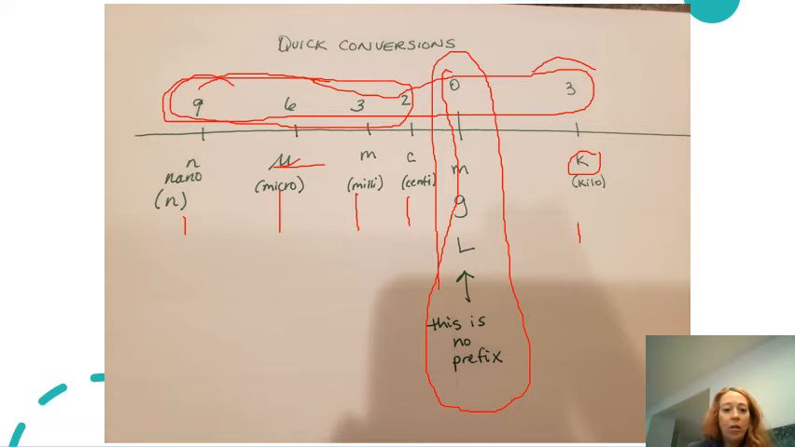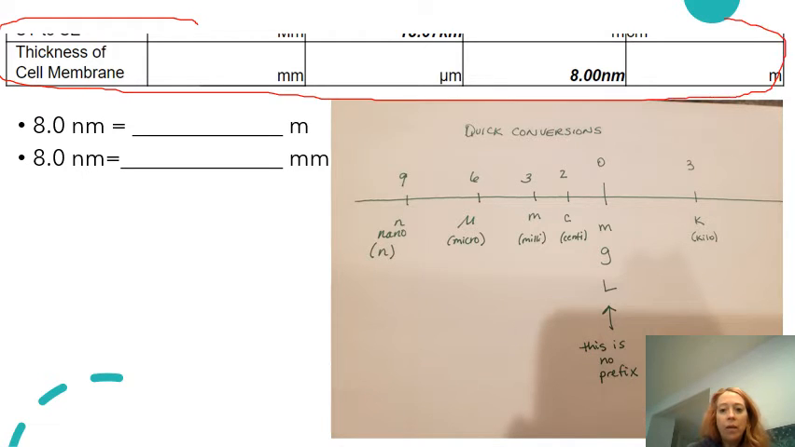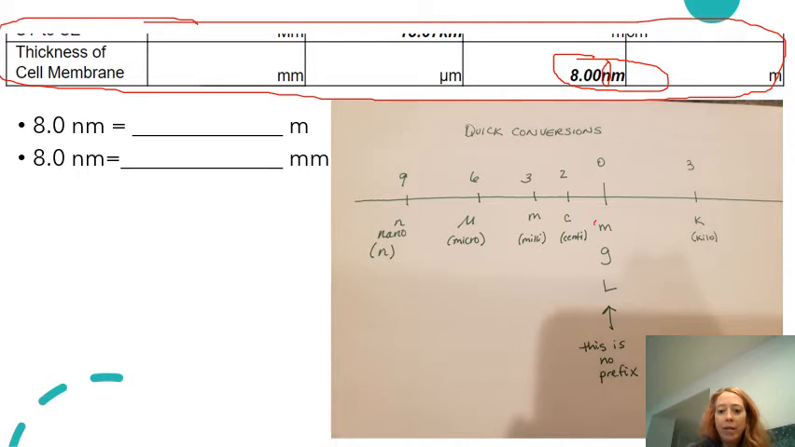Now I just grabbed this from our lab. This is one of the conversions that you're going to do in the lab. You're going to take 8 nanometers. See how I've got the prefix? The prefix is the nano, and meters is just my baseline. So it's meters, but I've got the prefix in front of it. That tells me it's nanometers, okay?